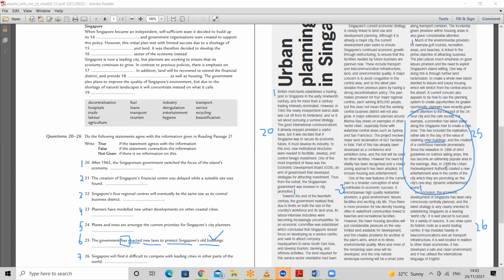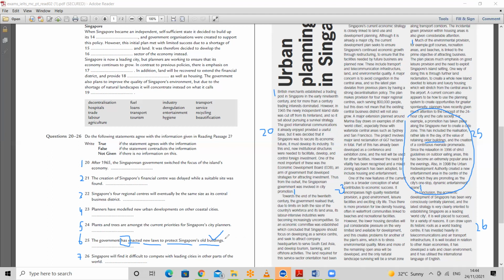It says that also in 1998, the Urban Redevelopment Authority created a new entertainment area in the center of the city, which they are promoting as the city's one-stop dynamic entertainment scene. Now, looking at the entire paragraph, there's nothing about whether the government has made new laws or whether the government has not made the new laws. So, because the information is not there, I can quickly decide that it's actually not given. So number 25 is actually not given.